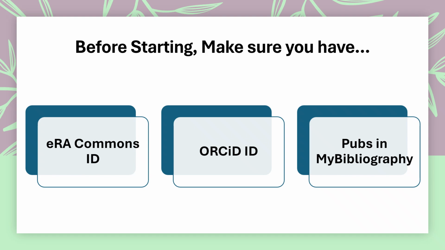So before you get started, I find that it's helpful to have three things. First is make sure that you know or have your ERA Commons ID because you will need it to log in. In order to finalize or certify your Biosketch, you're going to have to link it with your ORCID ID. This presentation is not going to go into how to link it. There are plenty of online resources for that, but the Biosketch essentially cannot be finalized without this, so it's good to have this ahead of time.